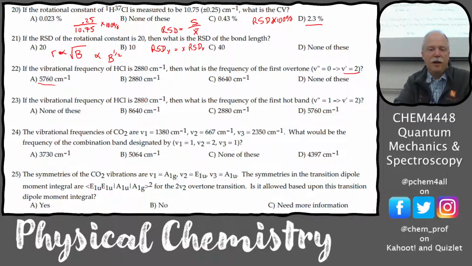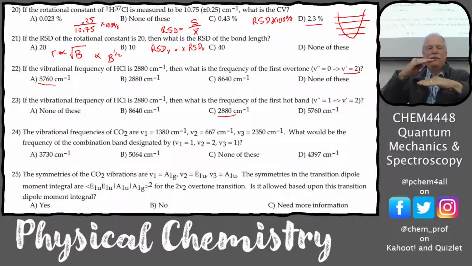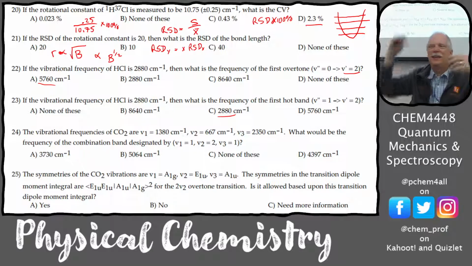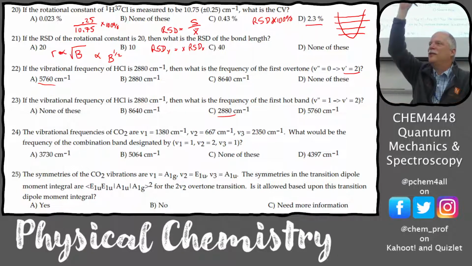The first hot band is going to be 2880 because for vibrational frequencies, it's an equal ladder of states. Everybody say that with me, equal ladder of states. Just like the rungs on a decent ladder are all equally spaced, the same with vibrational frequencies. That'd be a really weird particle in a box ladder where the first rung and the second rung are 1 unit apart, and then 3 units apart, and then 5 units apart. You couldn't climb very high because the rungs would get too far apart.